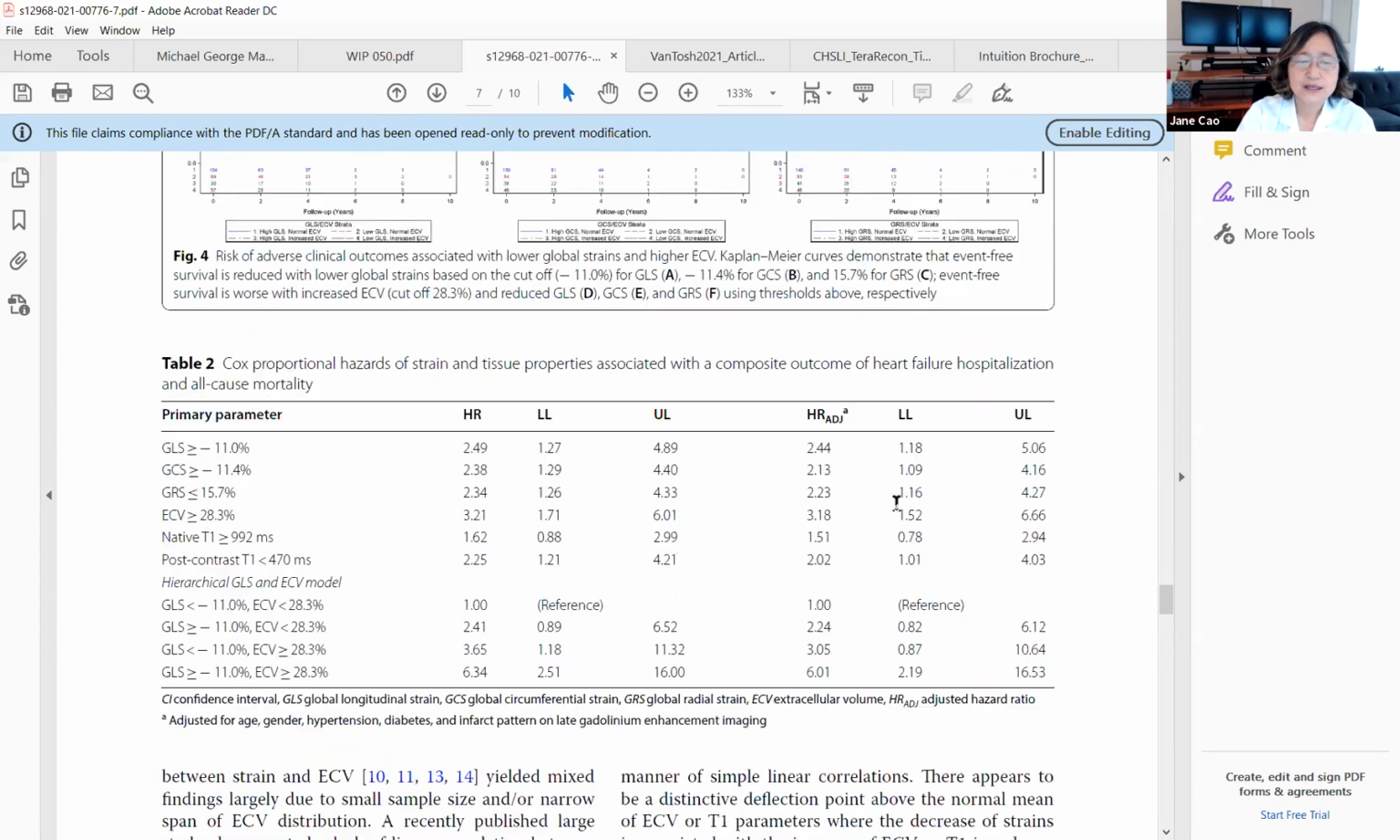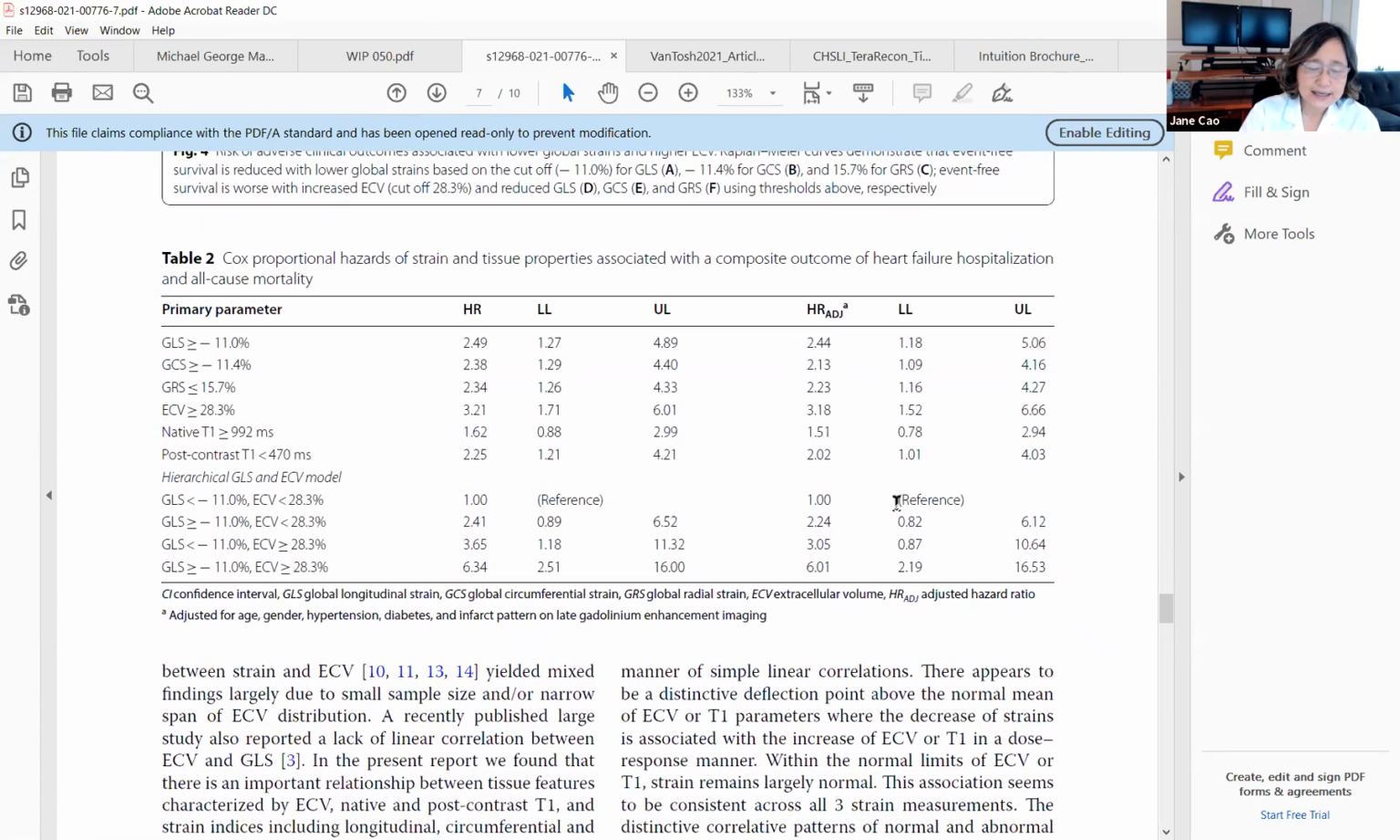So in table 2, where we perform Cox proportional hazard analyses. In the adjusted model, adjusting for age, gender, hypertension, diabetes, LGE patterns, there was more than twofold increase. Let's look at the right panel, which is the adjusted results. We see at least twofold increase in risk associated with reduced longitudinal, radial, and circumferential strain.